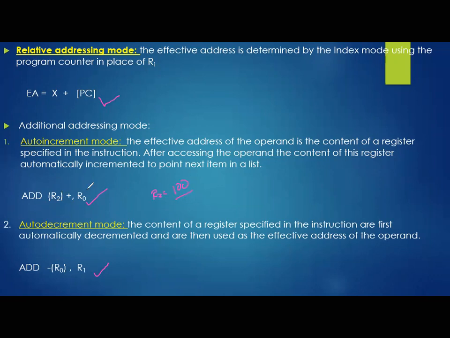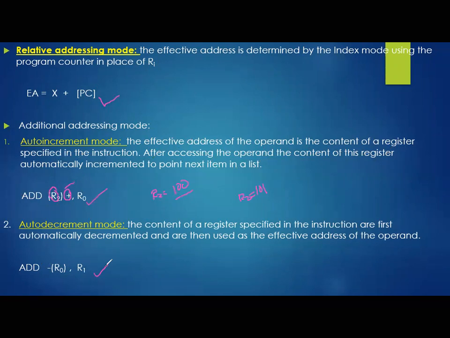After accessing this 100, I need to increment. If I execute this instruction, your R2 value will be changed to 101, because we have auto increment. Here, the effective address of the operand is the content of a register specified in the instruction. After accessing the operand, the content of this register is automatically incremented to point to the next item in a list. That's it: access the content of the register, then increment. This we call auto increment.